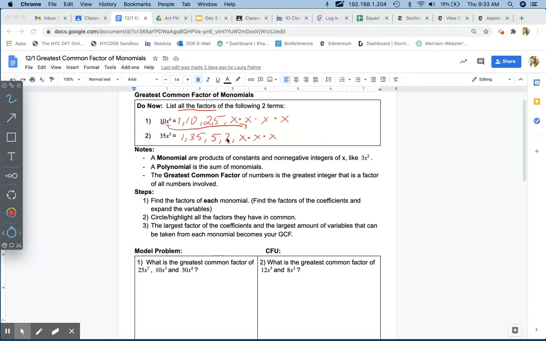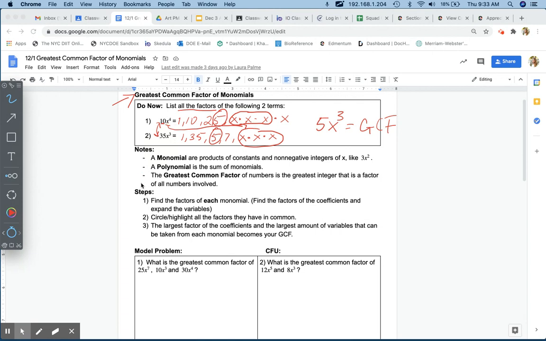So thinking about what these two terms have in common, this isn't part of the question, this is it for the do now, but just getting ahead into thinking about the greatest common factor. I'm thinking about how they both have 5s, and they both have at least 3 x's, right? They don't both have 4 x's, but they both have 3 x's. So the greatest common factor would be 5x to the third power because we have 3 x's. So that would be the greatest common factor of these two terms here.